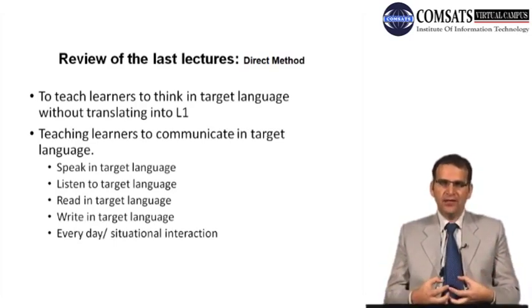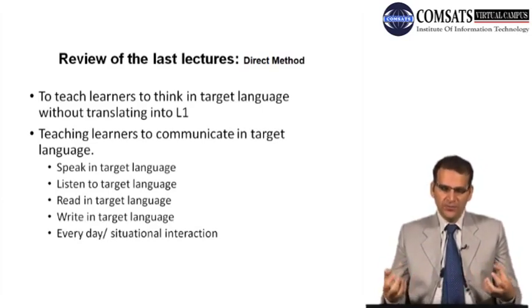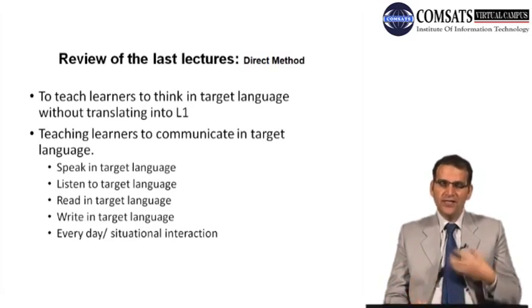And then what happens? The teacher talks to the students, and students interact. Like we see in the previous method, the grammar translation method, the interaction between students was almost negligible, almost limited. Here the students were given the chances to interact. So teaching the target language with the help of the target language. So that was the direct method.